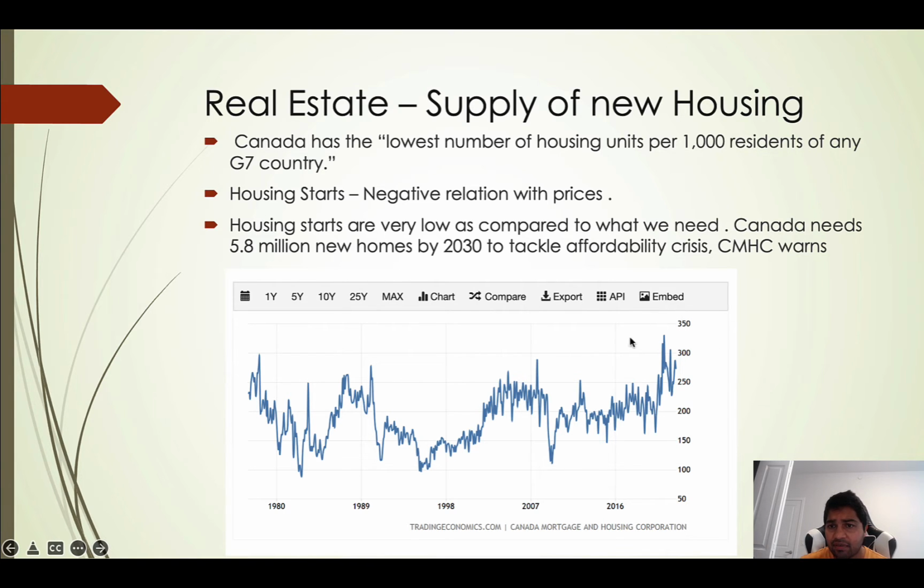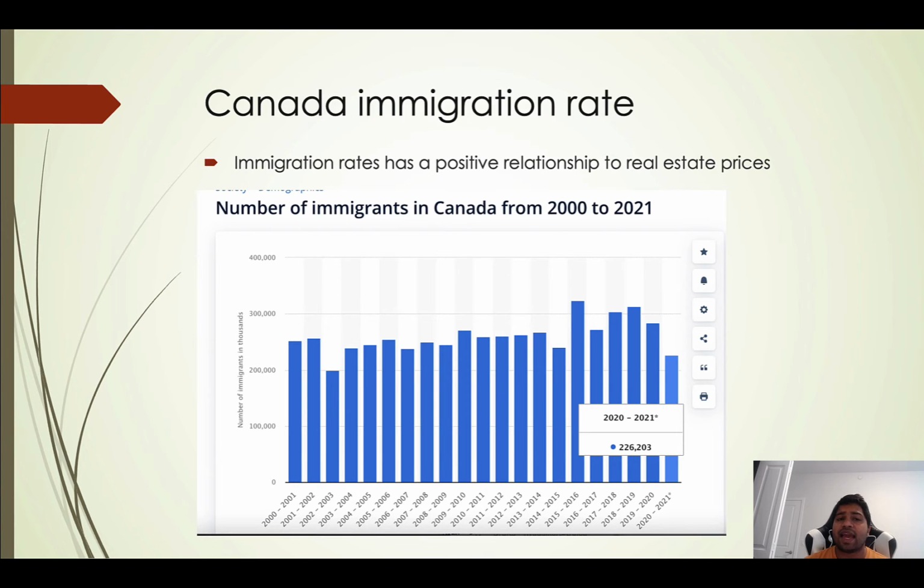If you see, we are somewhere around 270 to 300,000 new houses being constructed in Canada every year. That is not enough for sustaining the demand that we have. So this is leading to upward pressure on housing prices, especially in markets like Vancouver and the GTA where it's hard to construct. And this problem might not solve itself in the near future. So there is always going to be a supply side pressure because we are not constructing as many houses as we are required to.